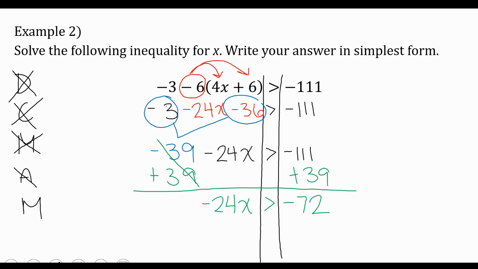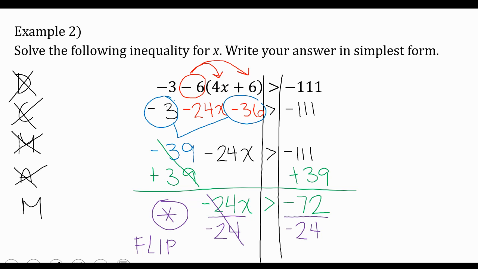Okay. So we added or subtracted our constant. And now the last step is to multiply or divide. We know that to isolate that variable, we're going to divide. So we're going to divide by negative 24 here. Remember, you're dividing by a negative, so I'm going to put that star, and we're going to write flip, because we have to flip that inequality symbol. So we get these cancel out. So we're left with x is less than, a negative divided by a negative is a positive, and then 72 divided by 24 is 3.